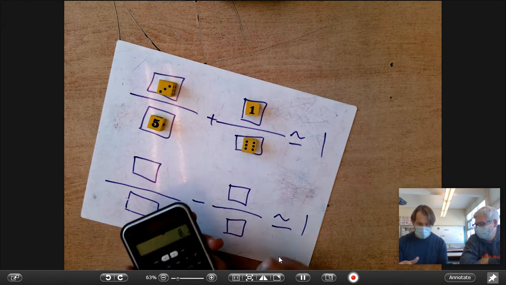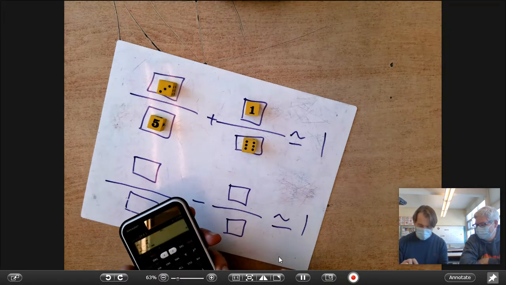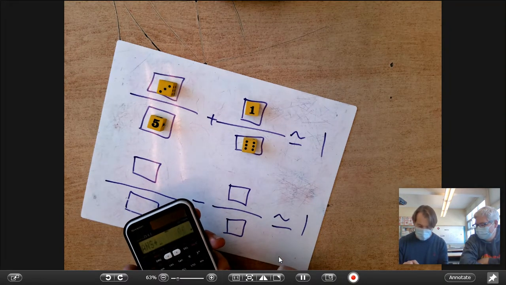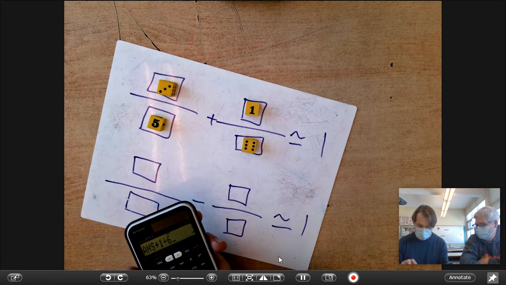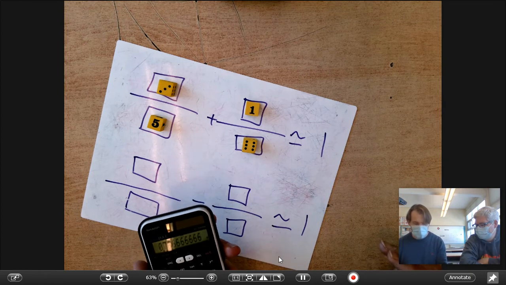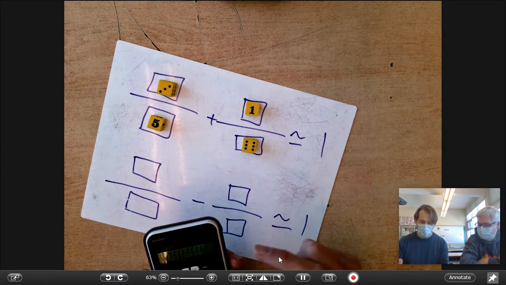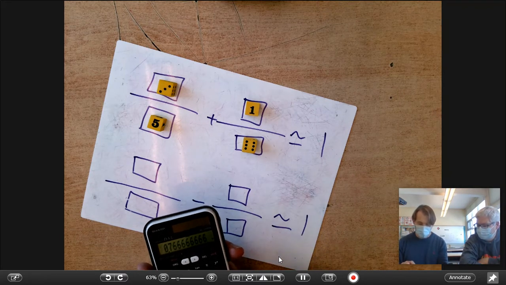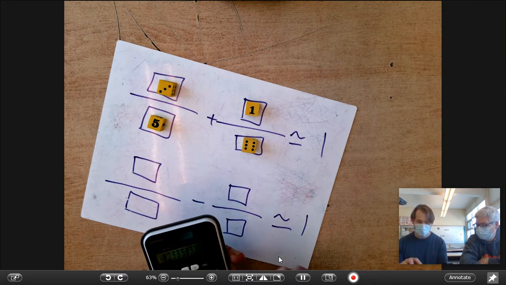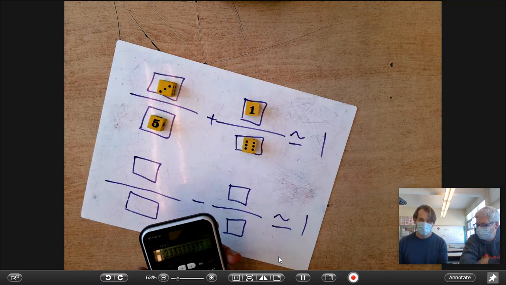All right. So I could just do 3 divided by 5 equals 0.6 plus 1 divided by 6 equals, and then I get 0.76666666. So now we know how close that is to 1, and I could subtract 1 from it to find the difference. 0.2 and then 3 repeating.